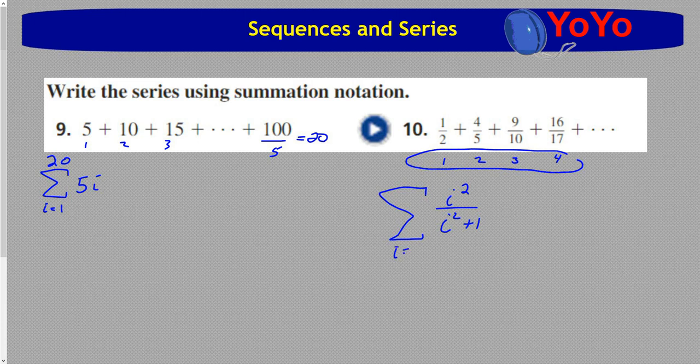This will start when I is 1, and when does it go till? Well, there's no stopping point, so this will go till forever. Man, that's not good. It's a little better. Okay.